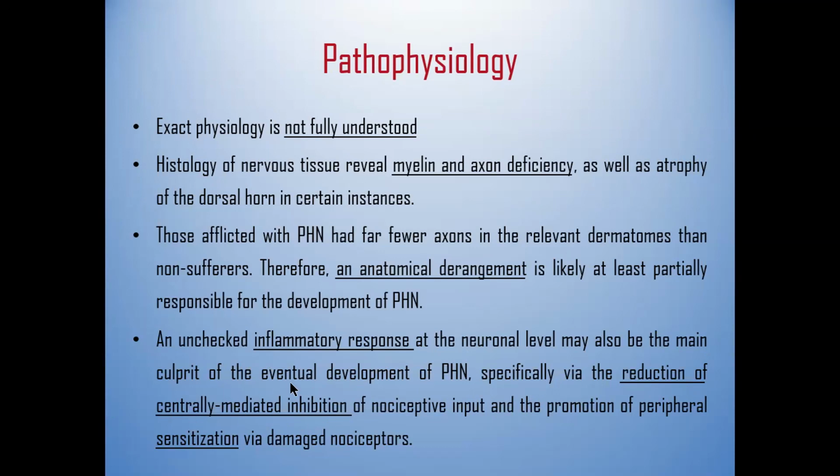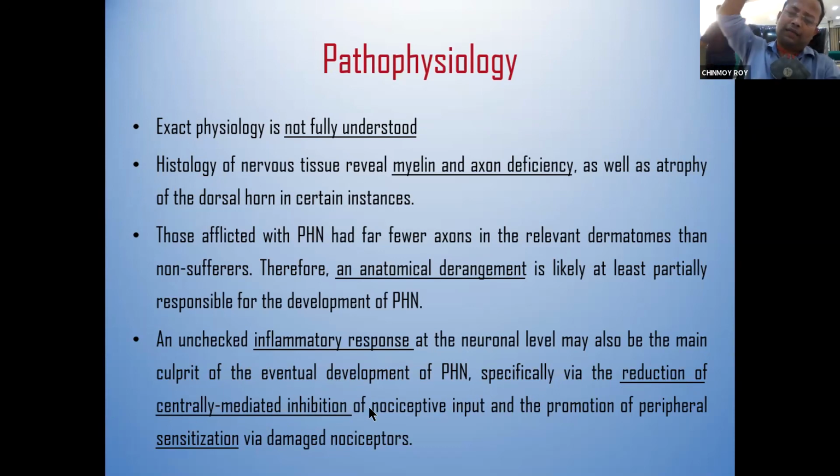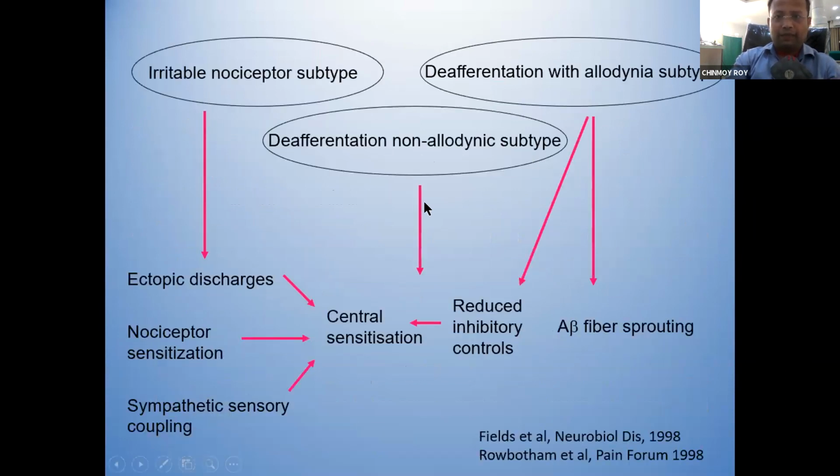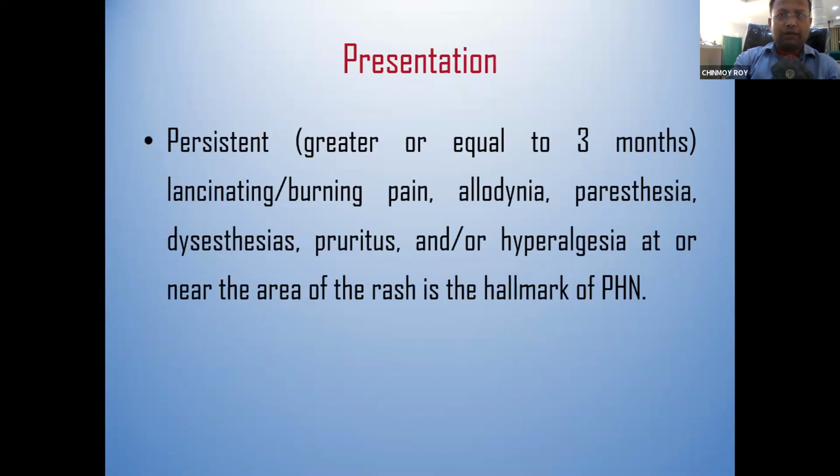This is what I told you last day: transduction, transmission, perception, and there is a neuromodulation part. This inhibitory neuromodulation is normally present in our body. If there is a reduction of this modulation action, then the patient will get more pain than they should. And then there is promotion of peripheral sensitization, which will also increase the perception of pain. So ultimately it is a neuropathic pain. This is the same thing I have said.